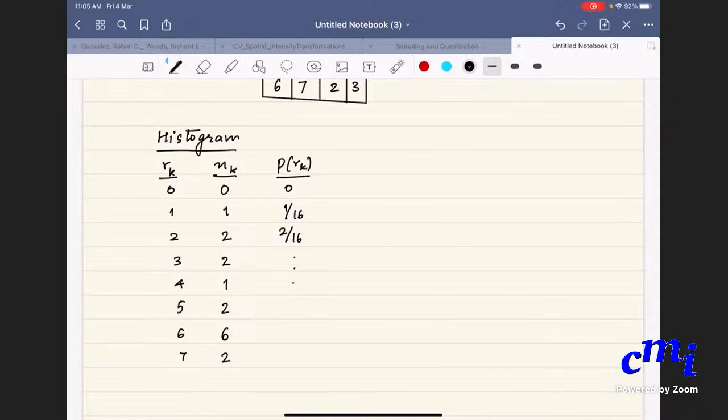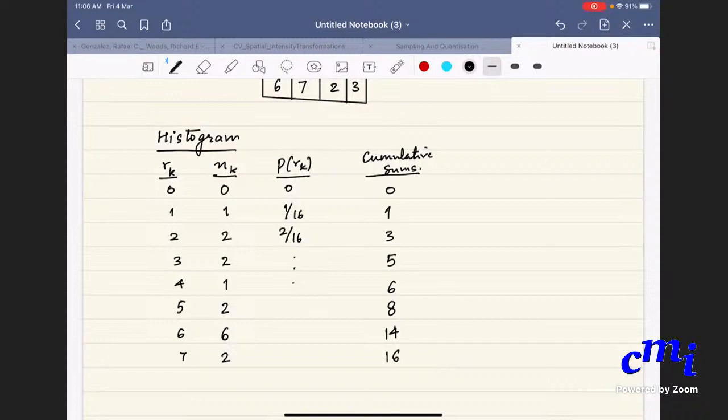So we require cumulative sums of n_k's. Here we have 0, then 1 plus 0 is 1, 2 plus 1 is 3. So cumulative sums from this column: 0, 1, 3, 5, 6, 8, then plus 6, 14. And finally, of course, it should come out to 16. That is the total number of pixels here.